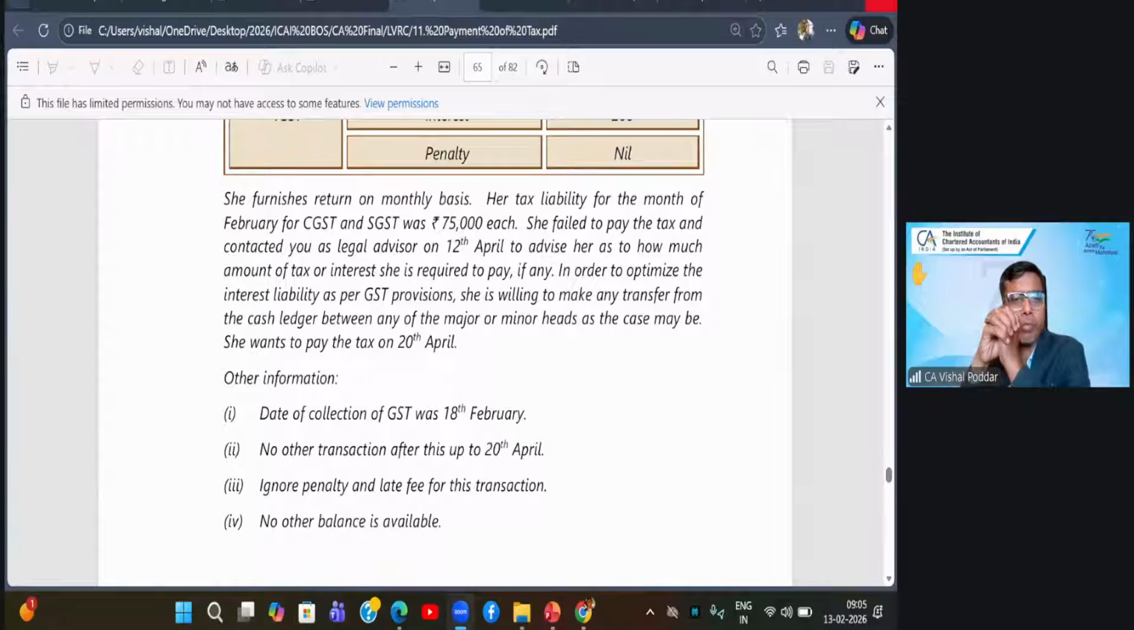Other information. Date of collection of GST was 18th February. No other transaction after this up to 20th April. Ignore penalty and late fee for the transaction. For this transaction, no other balance is available.